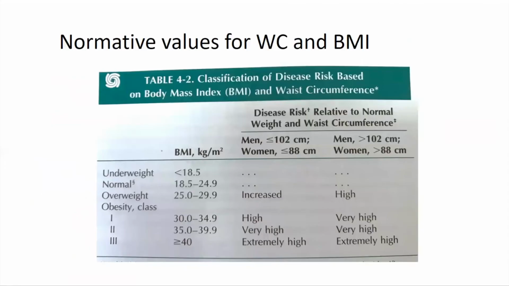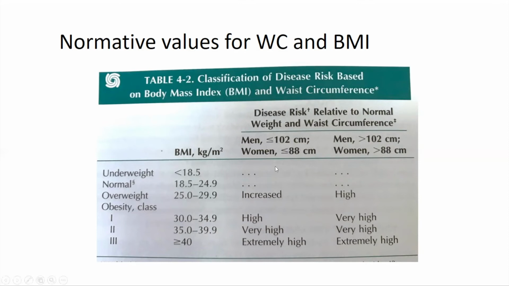So these are the normative values for waist circumference and BMI. They're also listed in your ACSM guidelines book. For the test, you will be responsible for knowing the BMI cutoffs for underweight, normal, and overweight. You do not have to know the obesity classes. You just need to know that anything greater than 30 kilograms per meter squared is classified as obese.